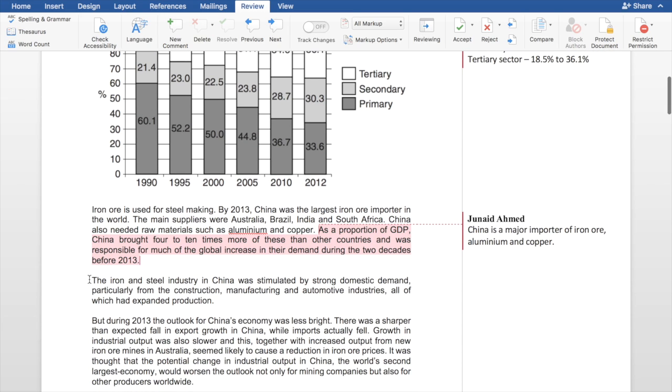The iron and steel industry in China was stimulated by strong domestic demand. So we need to know what that means. Right, domestic demand is demand that exists domestically, and I'll explain what that means, particularly from the construction, manufacturing, and automotive industries. So that means the firms in construction, firms that are in production and manufacturing, as well as firms that make cars, they've increased their production, so they need more iron and steel.